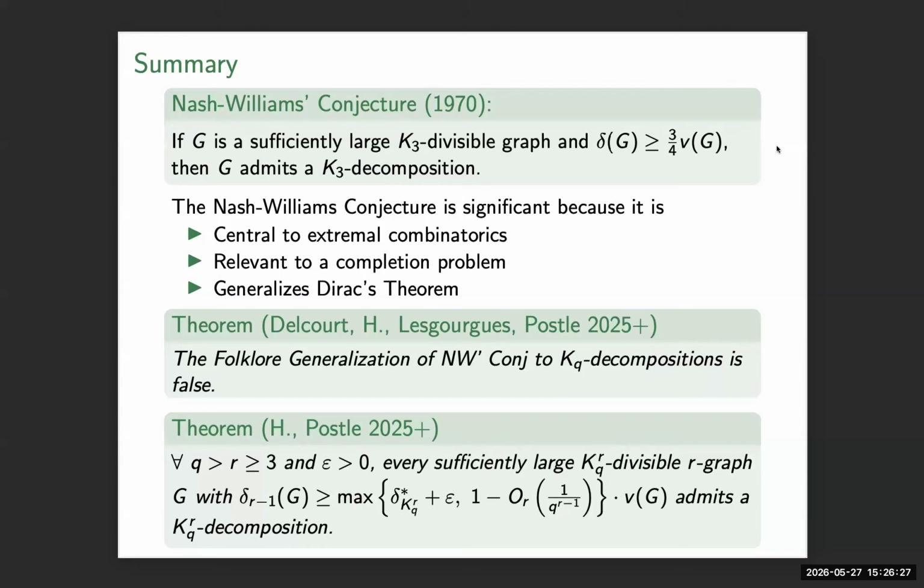Questions? You think the Nash-Williams conjecture is true? Ooh, that is hard to say. Very hard to say. I feel like I'm an optimist, and I feel like the 0.83 times the number of vertices, and we're going for 0.75. We're getting there, right? So I'm going to say yes, but I don't know.